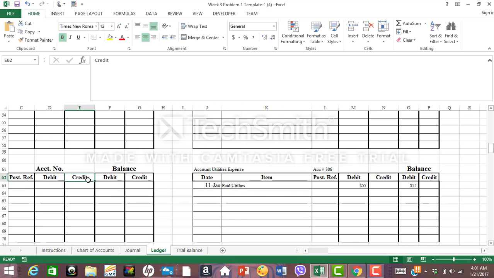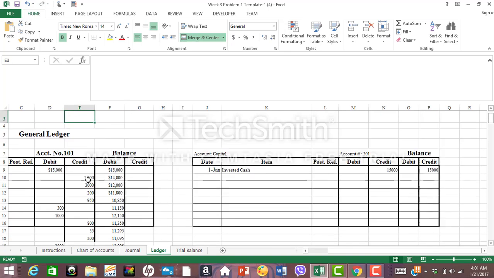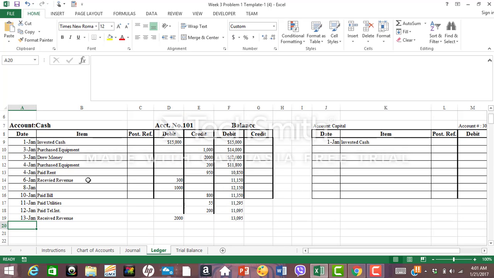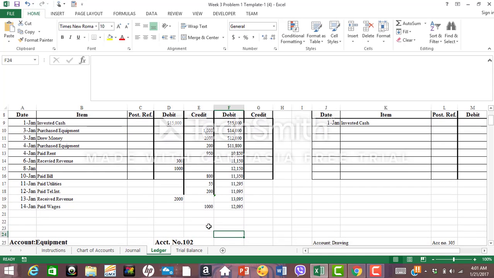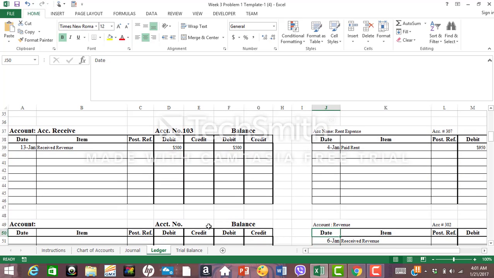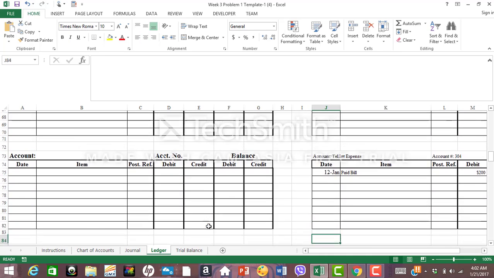Then go to the general ledger. You go all the way up to cash. And in cash, you do January 14th, paid wages of $1,000, so you credit $1,000, and then your new balance is whatever your debit is minus your new credit, which is $12,095. Then you open up a new account, and the new account will be called wages expense.